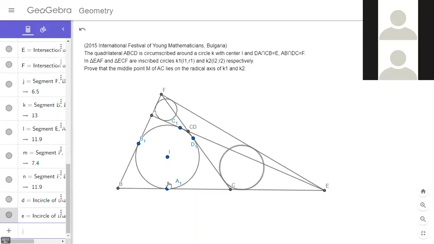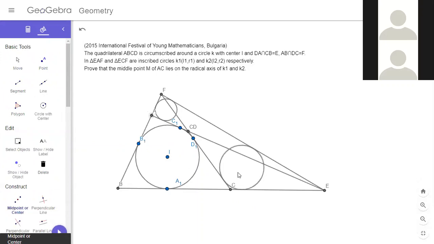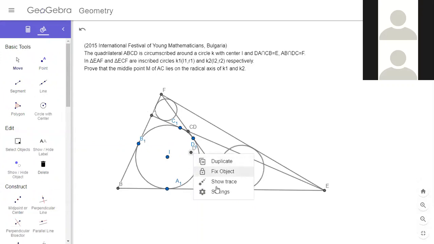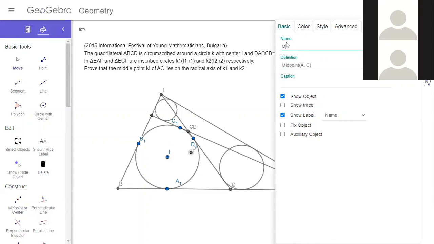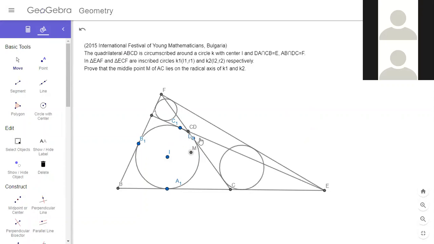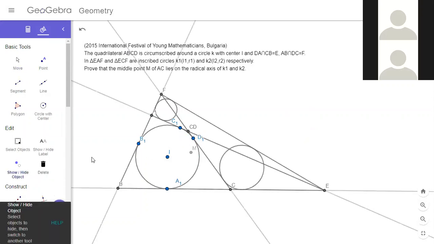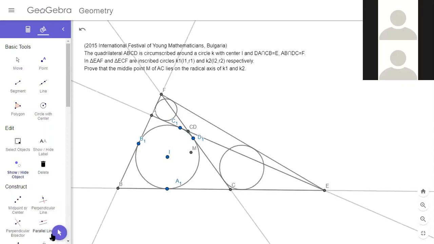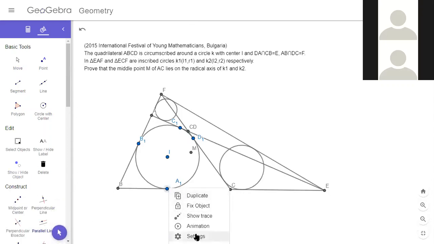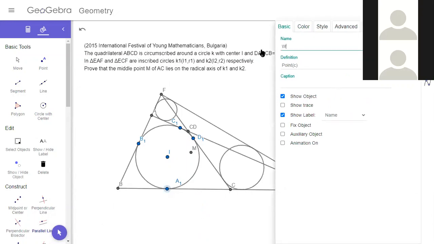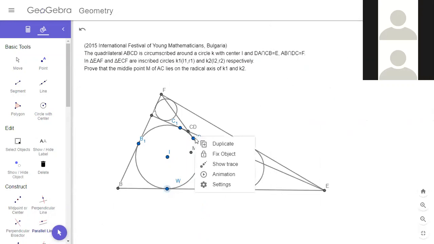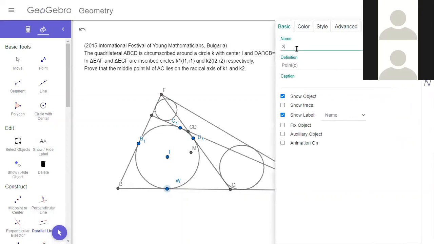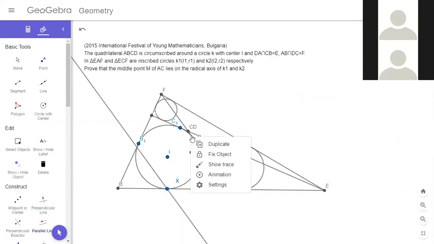And we want to show the midpoint of AC lies on the radical axis. So if I call the midpoint M, I want to show M lies on the radical axis of those two circles. Let me rename these tangency points. So I'll call them W, X, Y, and Z. I don't want to delete them because maybe they'll be useful.